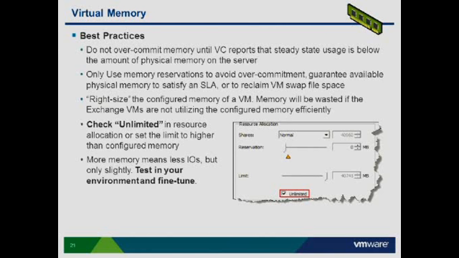So if I allocate 4 gigs to a VM, the VM will get 4 gigs. It doesn't only use 4 gigs of physical memory. It requires some additional overhead. And that overhead is used by the hypervisor to run that VM.